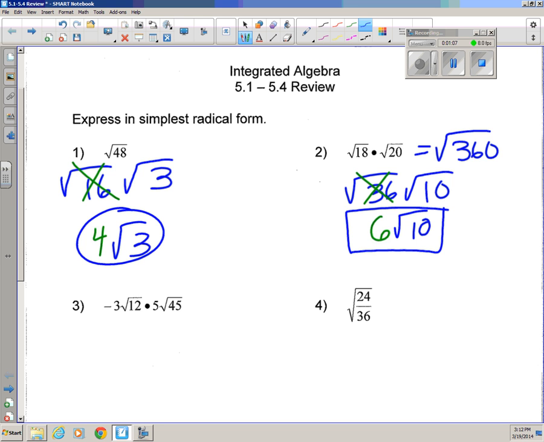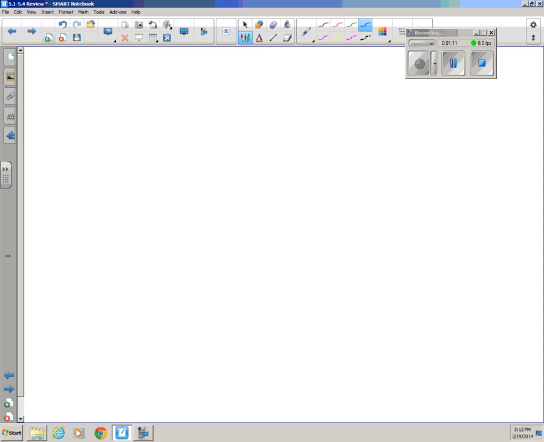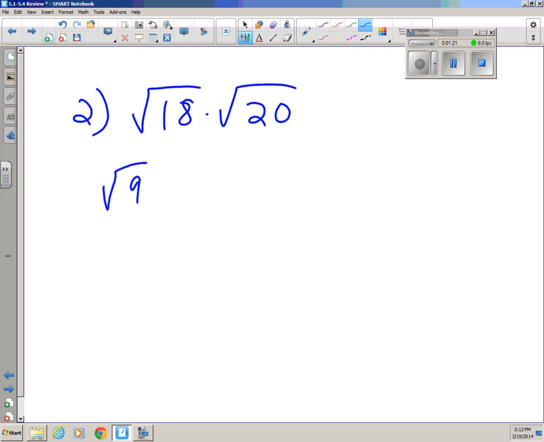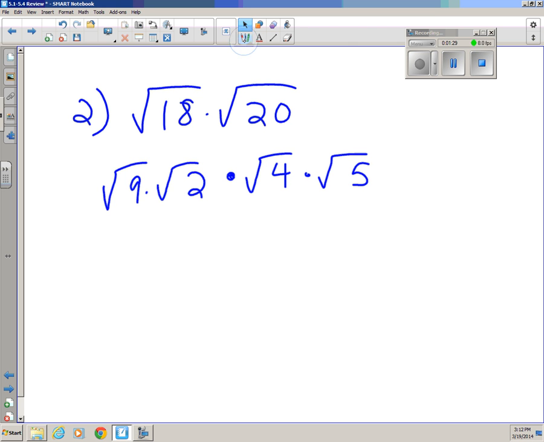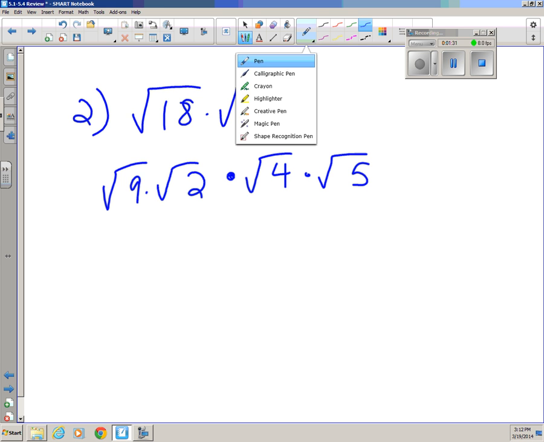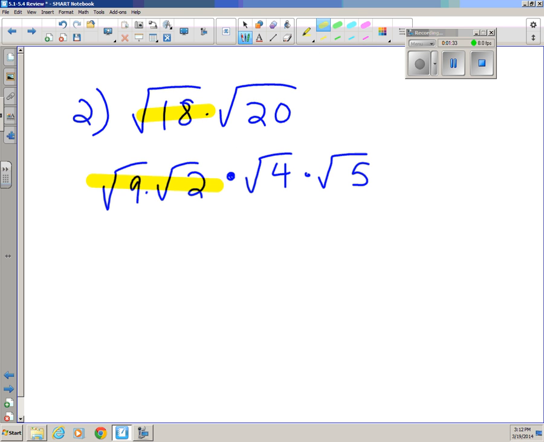The other option that you have for this one, and I'm going to bring up a new page, there's nothing wrong with breaking down these two radicals separately. Really, it comes down to your preference, what you like better. So radical 18, radical 20 becomes radical 9, radical 2 times radical 4, radical 5, right? I'm sure that you can kind of see what's going on here. This radical 18 is what's here. This radical 20 is what's here.